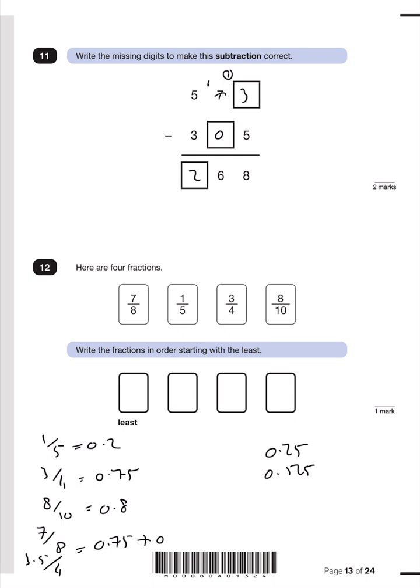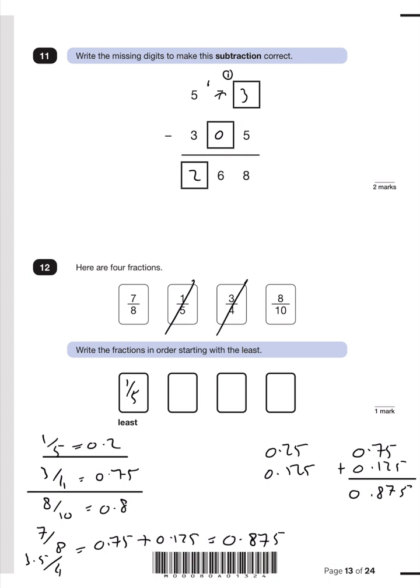So if I add that to 0.75, I get 0.875, because 0.75 plus 0.125 is 0.875. So the least is a fifth, and then we've got 3/4, and then we've got 8/10, and then 7/8.